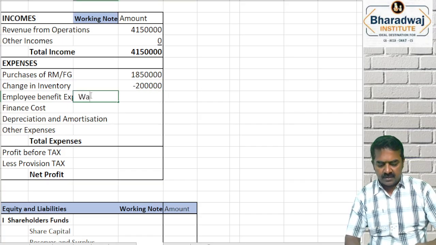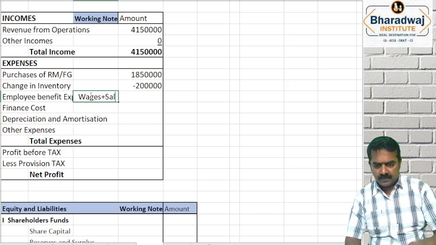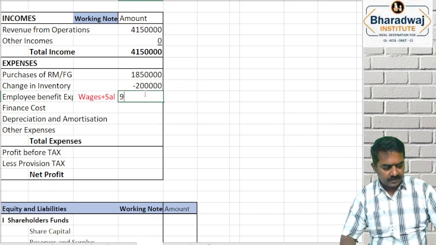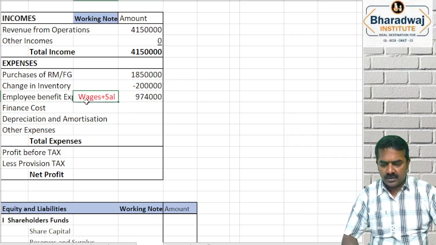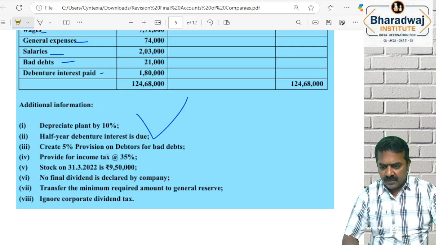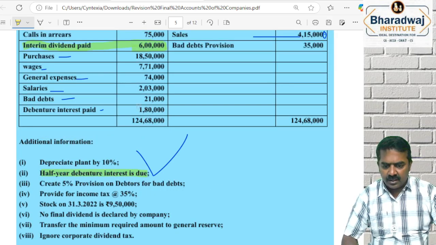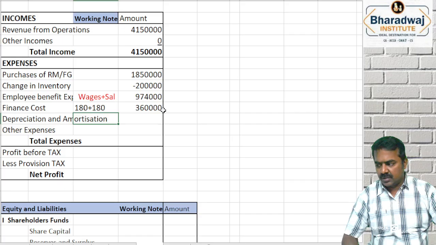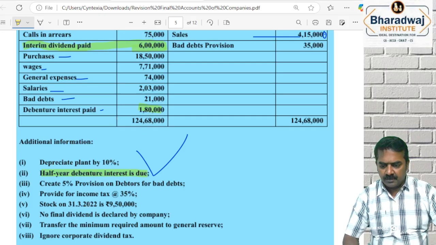Then employee benefit expenses, wages and salaries: 9,74,000. No outstanding. Finance cost, interest: half year interest is due, which means 1,80,000 is paid for half year. Remaining 1,80,000 is outstanding, and the outstanding expense will come in the P&L. So 3,60,000 will come. Depreciation only on plant and machinery.